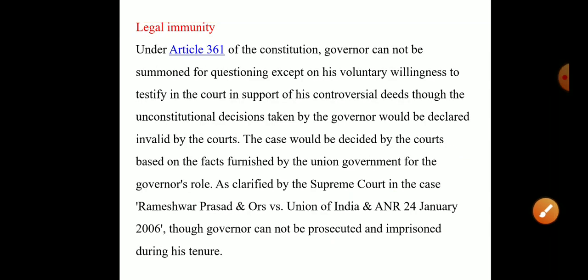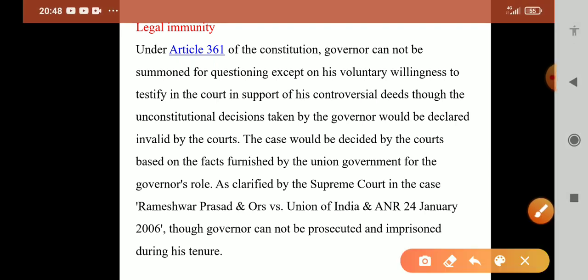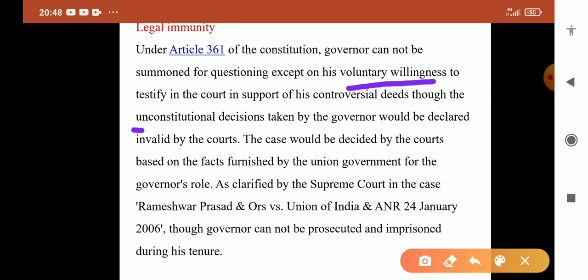देन लीगल इम्यूनिटी क्या क्या है एक गवर्नर को? अंडर आर्टिकल 361 ऑफ द कॉन्स्टिट्यूशन, गवर्नर कैन नॉट बी समन्ड फॉर क्वेश्चनिंग एक्सेप्ट on his voluntary willingness to testify in the court in support of his controversial deeds. उसको गवर्नर को बुलाया नहीं जा सकता, लेकिन वो अगर विलिंगली आए तभी हो सकता है. अनकॉन्स्टिट्यूशनल डिसीजन टेकन बाय द गवर्नर वुड बी डिक्लेयर्ड इनवैलिड बाय द कोर्ट्स, अनकॉन्स्टिट्यूशनल डिसीजन को इनवैलिड किया जा सकता है.